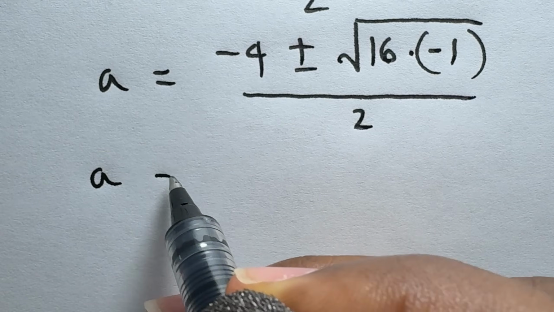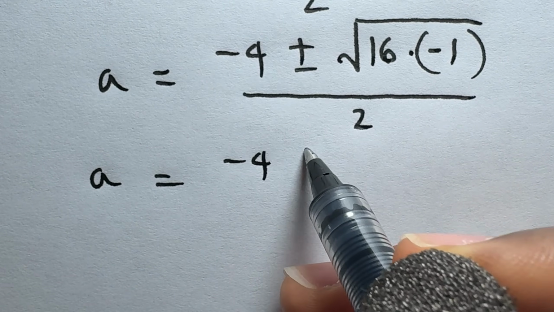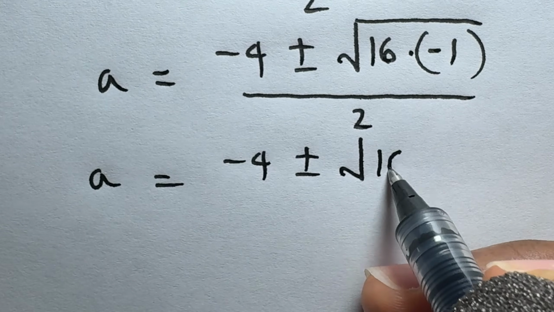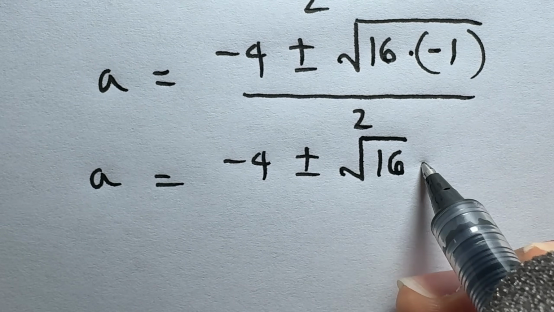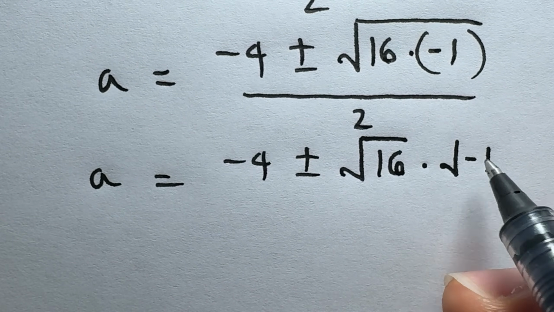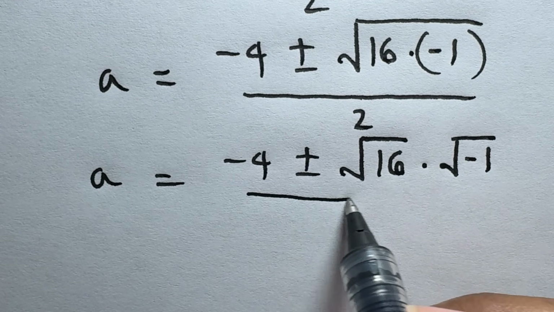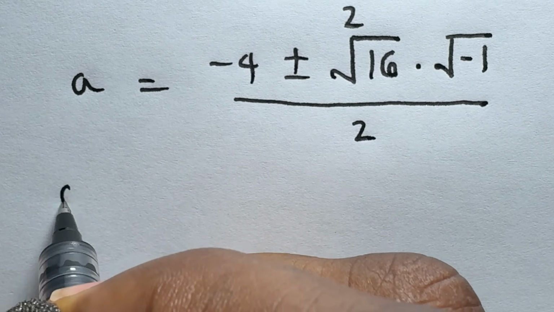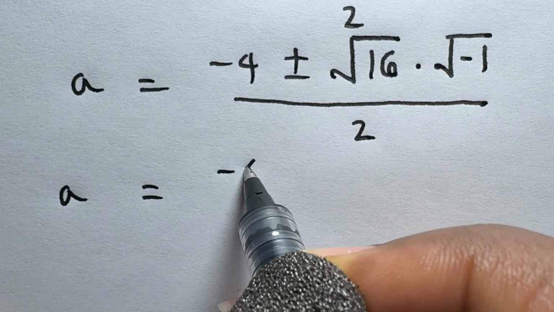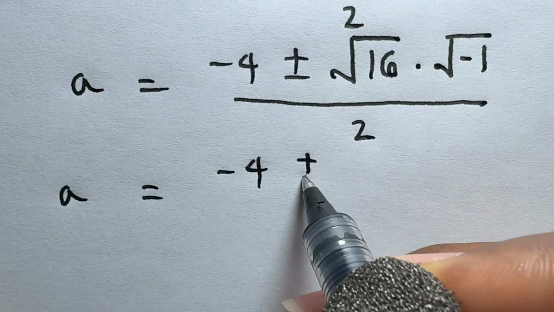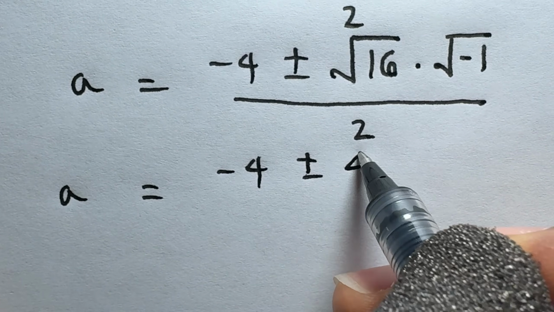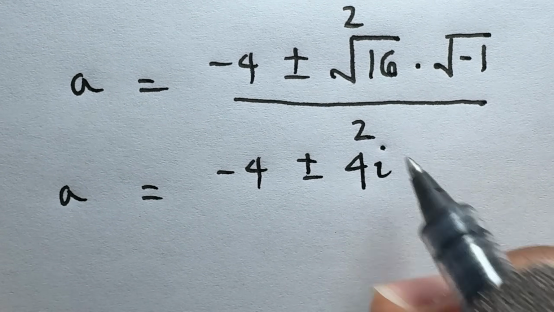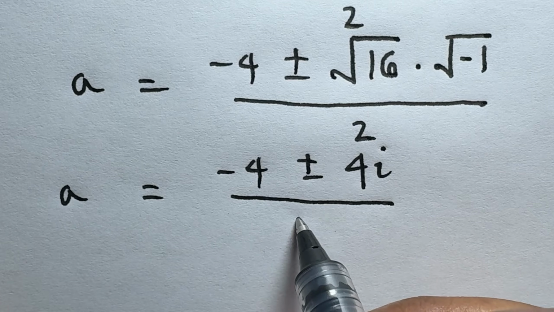giving us a equal to negative 4 plus or minus, we'll separate this radical to give us the square root of 16 times the square root of negative 1, then divided by 2. a is equal to negative 4 plus or minus, the square root of 16 is 4, the square root of negative 1 will give us i, then divided by 2.